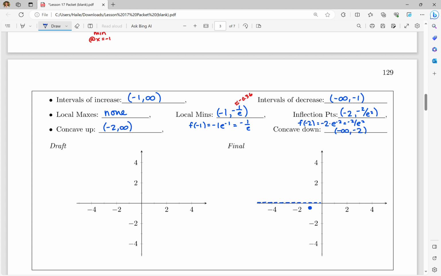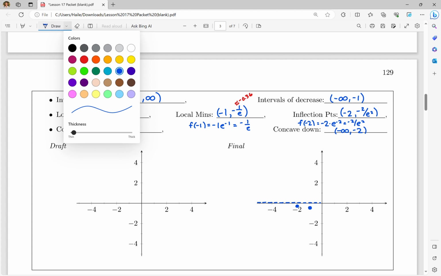We have no local maxes. We do have an inflection point at negative 2 over e squared. So let's see what that is. Negative 2 divided by e squared is negative 0.27. Okay, these axes kind of suck. Sorry about that. So let's see. Negative 2, negative 0.27. So it's going to be like that. It should look a little higher than the first point that we drew. So let me just make a little note.